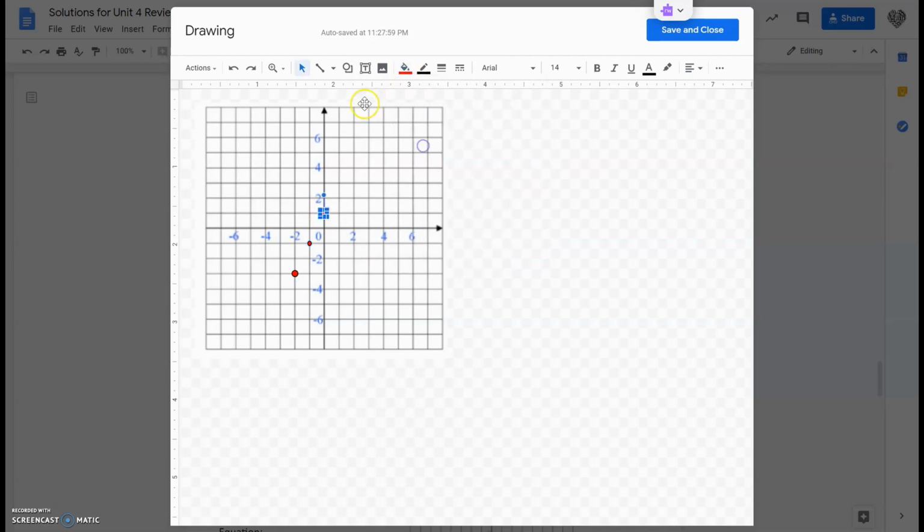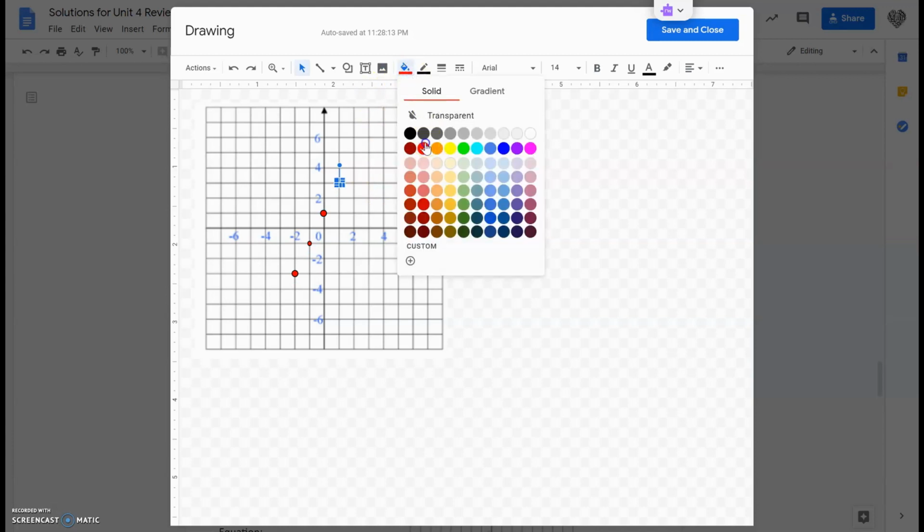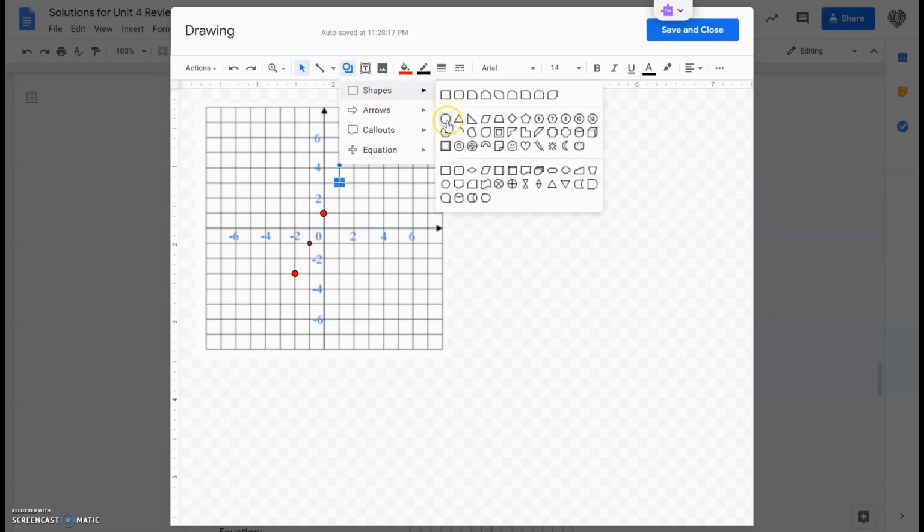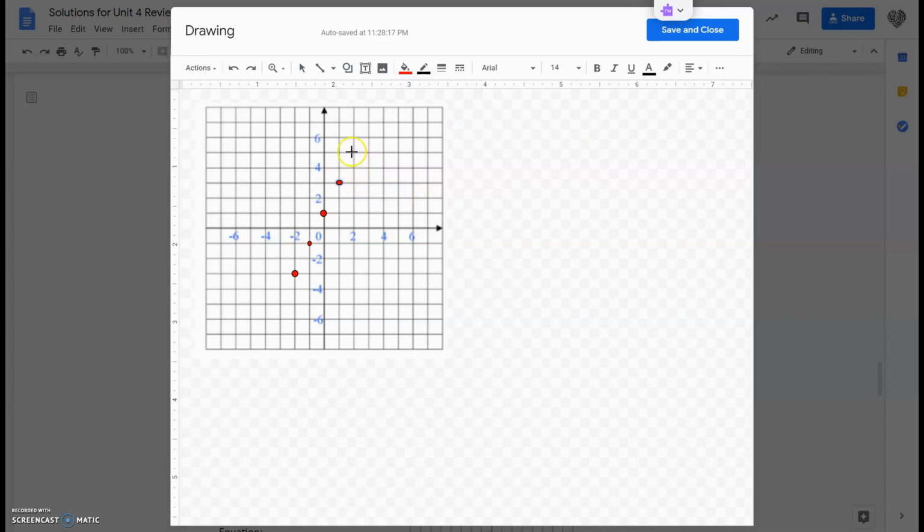We'll color it red. And then we will do 1 and 3, which would be right here. And the last one we will do is 2 and 5. So 2 and 5 would be right here. Okay.